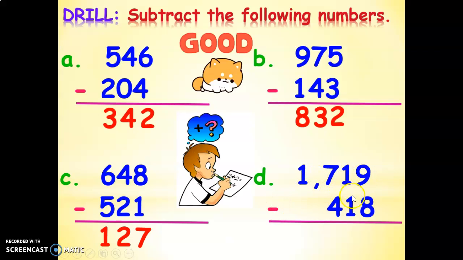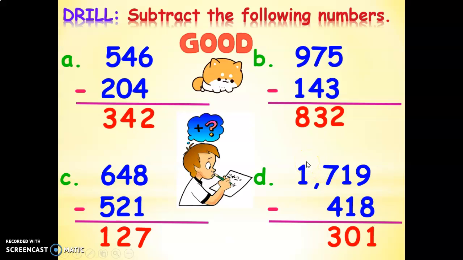And now for the last number, we have 1,719 minus 418. So let's start subtracting from the place value of ones. That will be 9 minus 8. The answer is 1. And now for the place value of tens, we have 1 minus 1. The answer is 0. How about the place value of hundreds? We have 7 minus 4. The answer is 3.